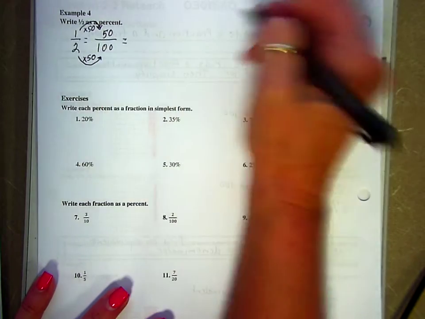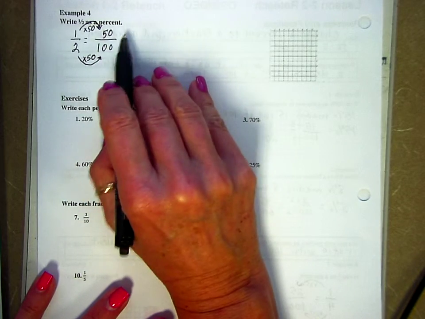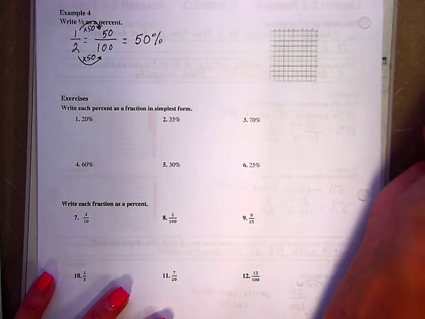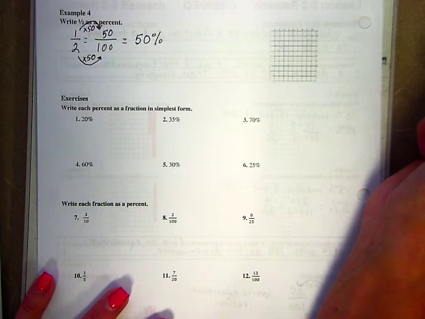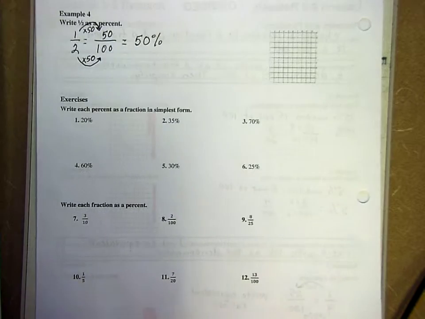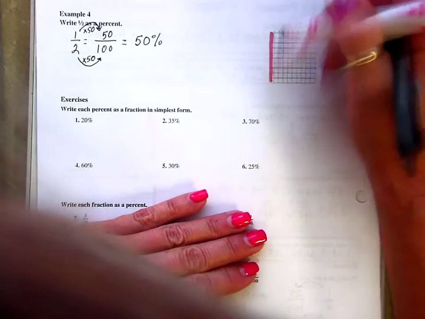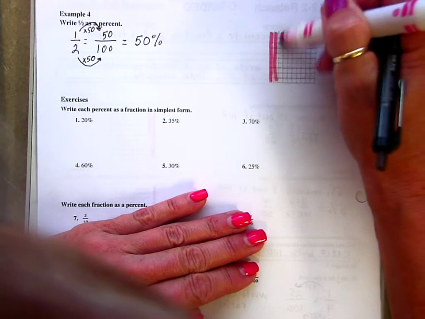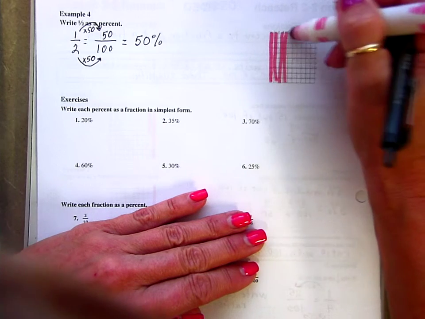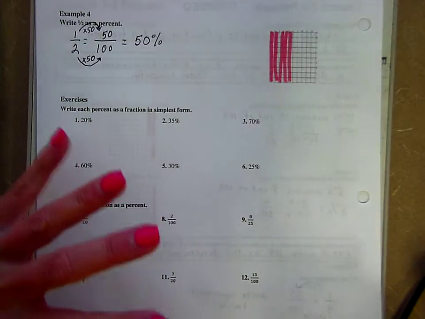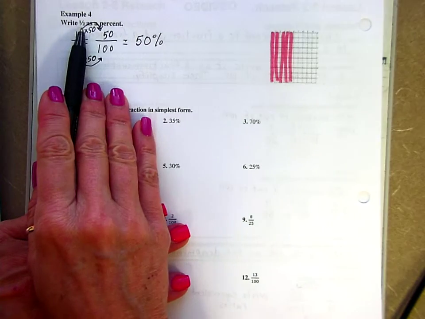If I keep going with it, I know that the percent is out of 100, so it's easy. I can see that that is 50%. If I shaded it in, I would shade in 50 of 100. So one column is 10, 20, 30, 40, 50. And you guys can see that that looks like half, which was the original fraction.